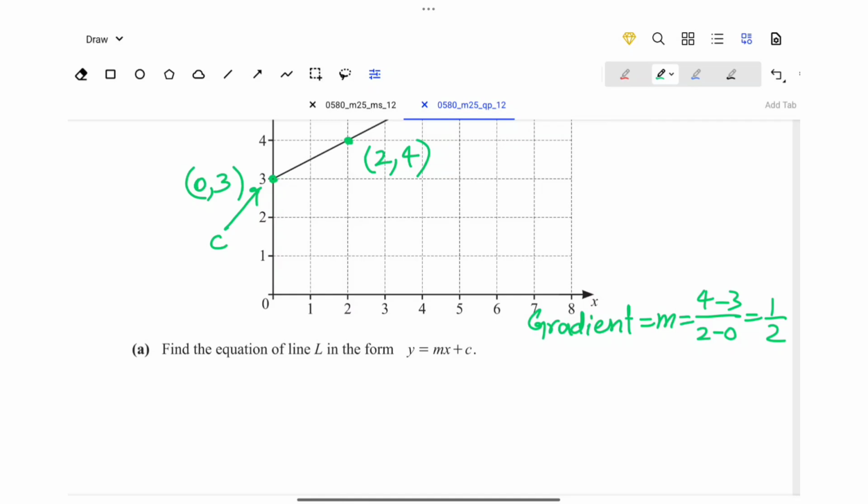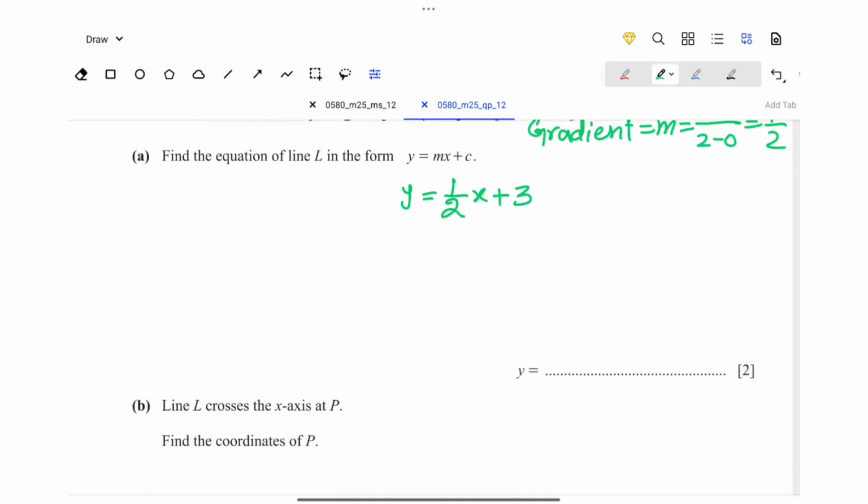And the two values we have: y is equal to mx plus c, m is the gradient 1 by 2, and c you can see its value is 3. So the equation is found. y is equal to 1 by 2 x plus 3 is the answer. L crosses the x-axis at P. Find the coordinates of P.